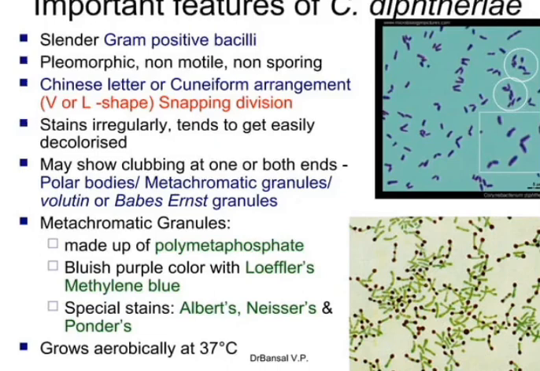Polar bodies, metachromatic granules, also called Babes-Ernst granules. Metachromatic granules are made up of polymetaphosphate and appear bluish purple with Loeffler's methylene blue. Special stains include Albert's, Neisser's and Ponder's stains.